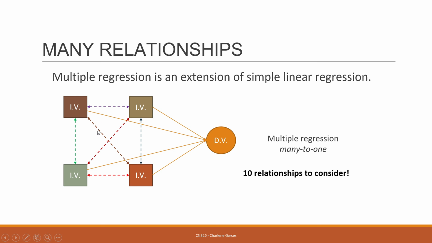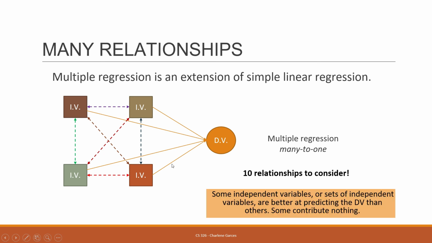So 1, 2, 3, 4, 5, 1, 2, 3, 4, 5, 6, 7, 8, 9, 10. Okay? So some independent variables or sets of independent variables are better at predicting the DV than others.